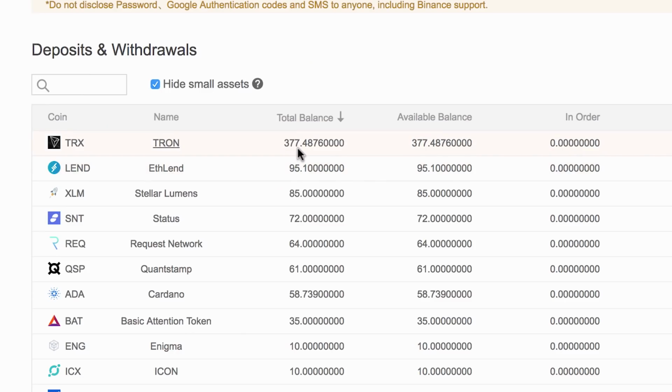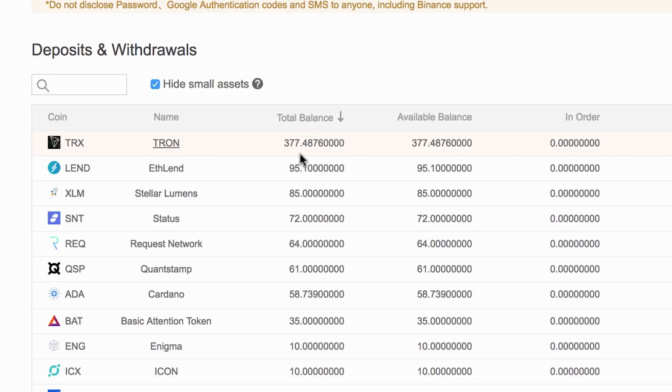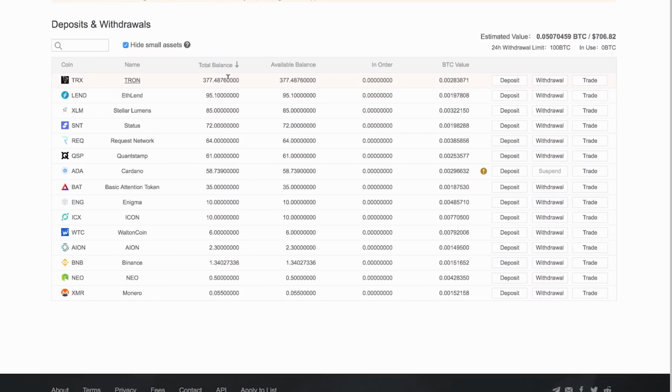So if the value of Tron goes to 0, then I have 377 times 0. If the value of Tron goes up to $1,000 per Tron, then I suddenly have 377 times $1,000. It doesn't matter. I just hold the coins. If they go up in value, yay, I've still got 377 of them, and now they're each worth more. If they go down in value, I have 377 of them, and they're each worth less. There isn't a take profit and a stop loss in the same way.